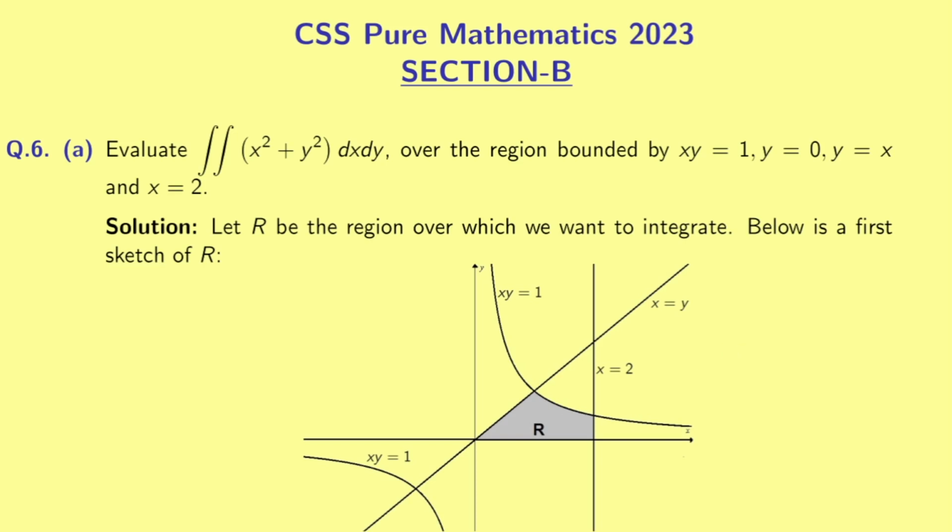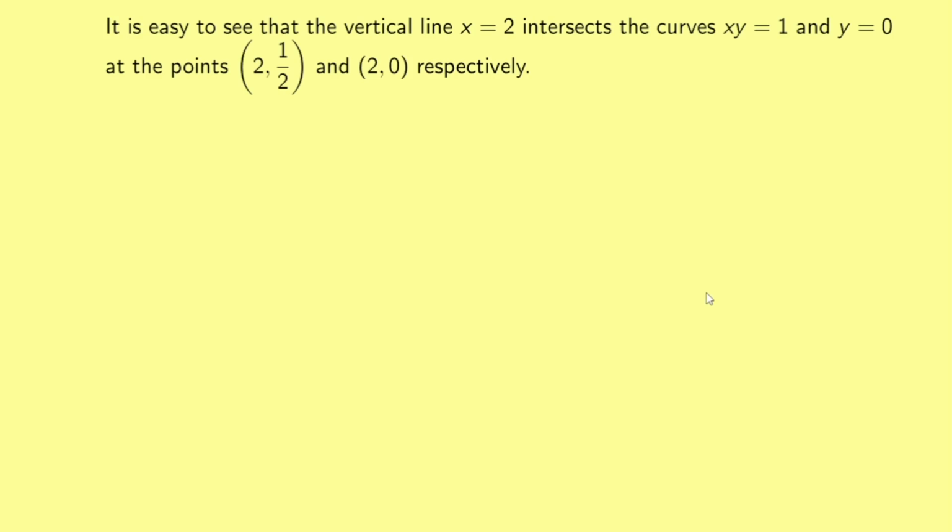So let's go. First, it's easy to see from the picture that the vertical line x equals 2 intersects the curves xy equals 1 and y equals 0 at the points (2, 1/2) and (2, 0). Because if x equals 2, for the point (x, y) to be on the curve xy equals 1, y must be 1/2, so 2 times 1/2 equals 1. And if x equals 2, to intersect the line y equals 0, the point must be (2, 0). So I already have 2 points.